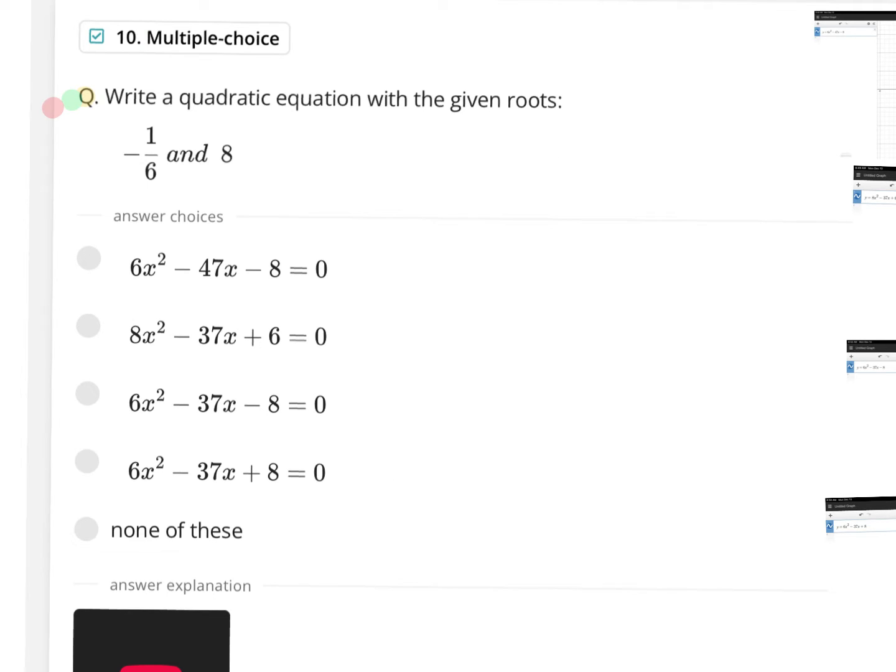Here's another question that we should be able to solve without a graphing calculator, but if you totally blank out, maybe Desmos will help, right? So it says, write a quadratic equation with the given roots -1, 6, and 8. Well, first of all, you need to remember that roots are the answers. They're the solutions. Roots are answers, solutions, x-intercepts. You guys remember all that stuff? Answers, x-intercepts, roots, real zeros. All of them mean the same thing, right?